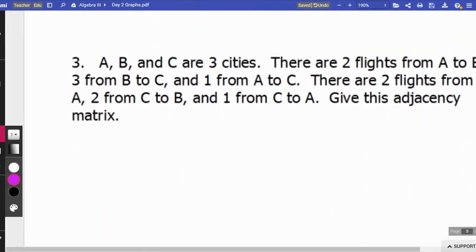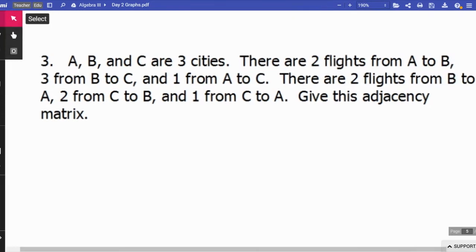Okay. So this is kind of like a directed graph, also called a digraph. A, B, and C are 3 cities. There are 2 flights from A to B. And then 1, let's see what this says here.